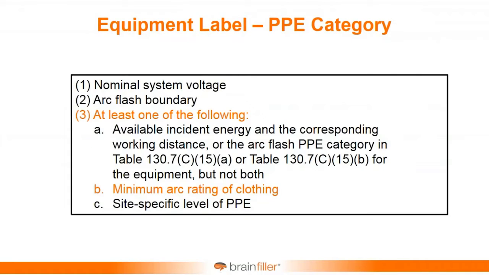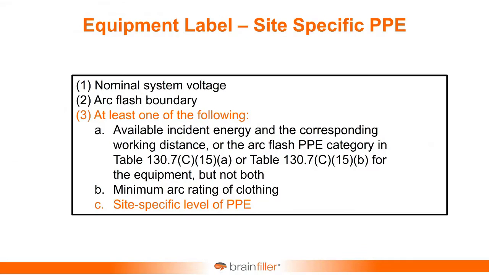Another method is to use the minimum arc rating of the clothing, and I'm going to talk about this later on as well. In fact, this is a method that I prefer for identifying what to wear on a label as far as protection. But there's something missing here that I want to talk about a little bit later on as well. I'll point out what's missing by just having the minimum arc rating as we get towards the strategies.